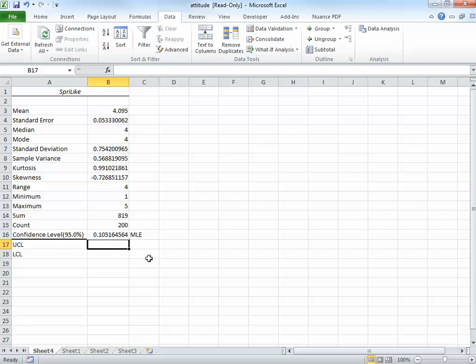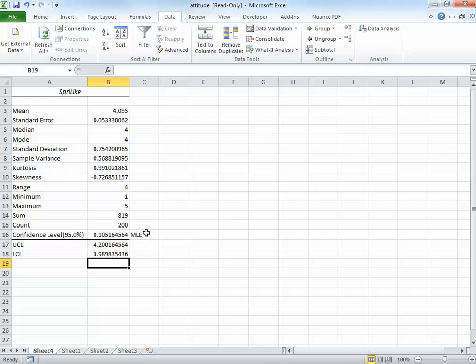So the margin of error is defined this way: if we want to know the upper confidence level, we would take the sample mean plus the error term. If we want to know the lower confidence level, we would take the mean minus the error term.